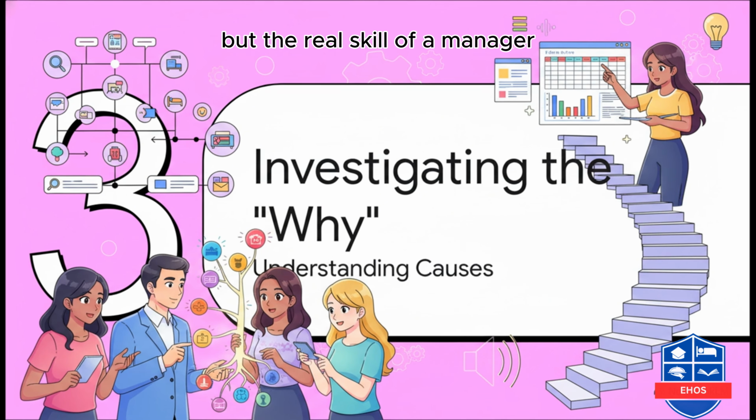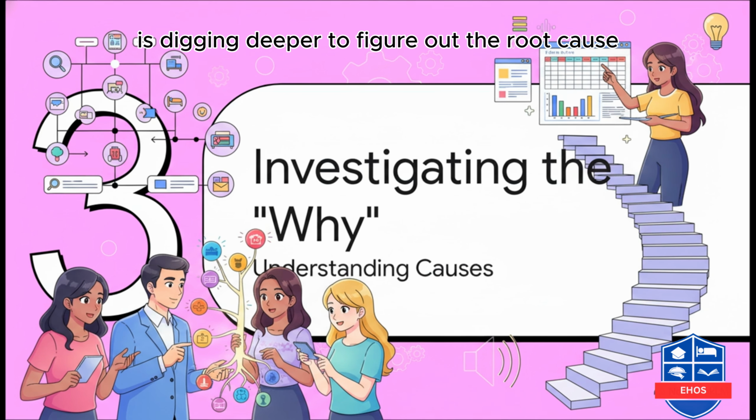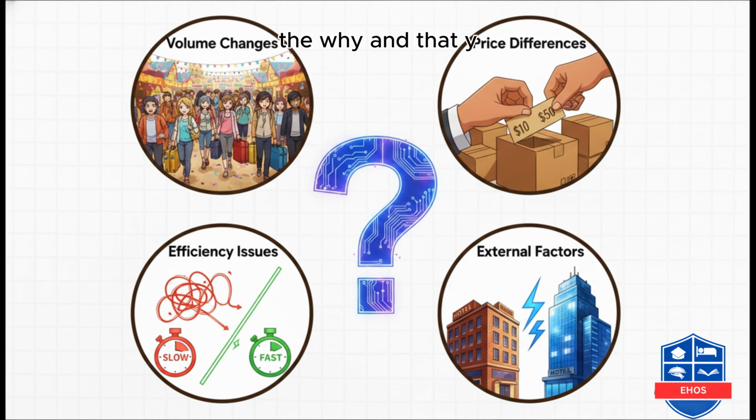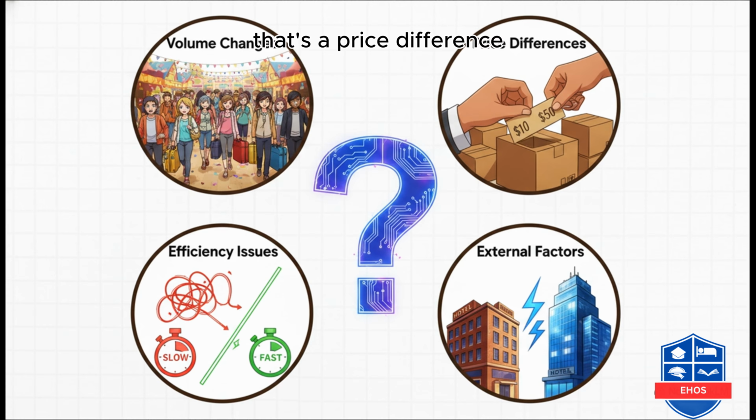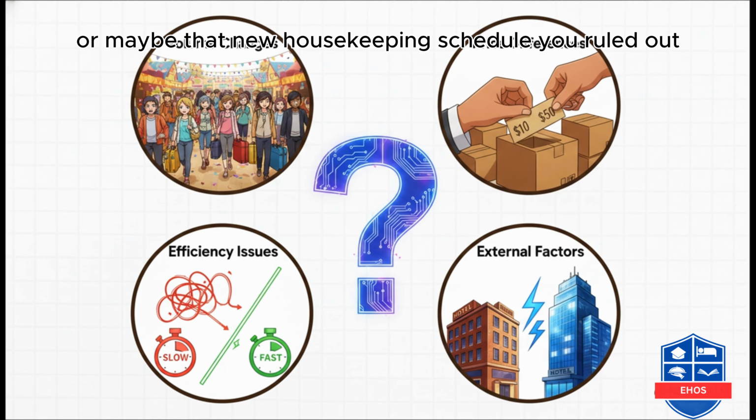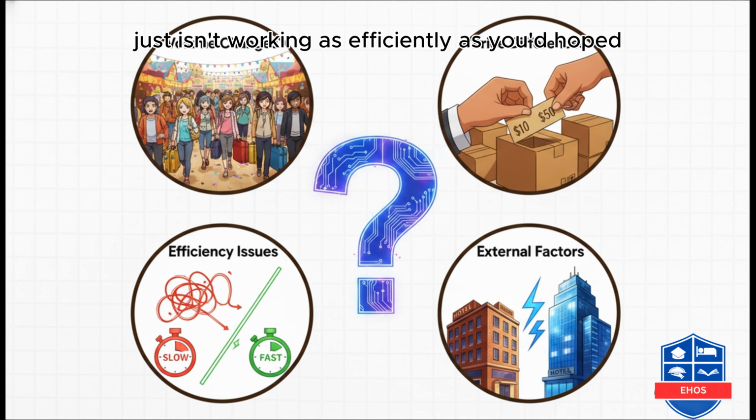But the real skill of a manager, where the real value comes from, is digging deeper to figure out the root cause, the why. And that why can usually be traced back to one of these areas you see right here. For instance, did a surprise citywide festival bring in a huge surge in bookings? Boom, that's a volume change. Did your linen suppliers suddenly jack up their prices? That's a price difference. Or maybe that new housekeeping schedule you rolled out just isn't working as efficiently as you'd hoped. And of course, there are things like a new competitor opening up down the street, a classic external factor.